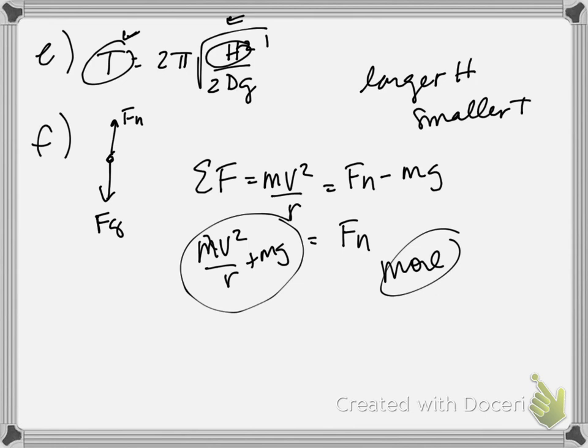So 3 points there. 1 for saying it's greater, 1 for describing the net force in terms of the weight and the normal force, and 1 point for realizing that the net force is up due to circular motion. So that's it for Unit 6.